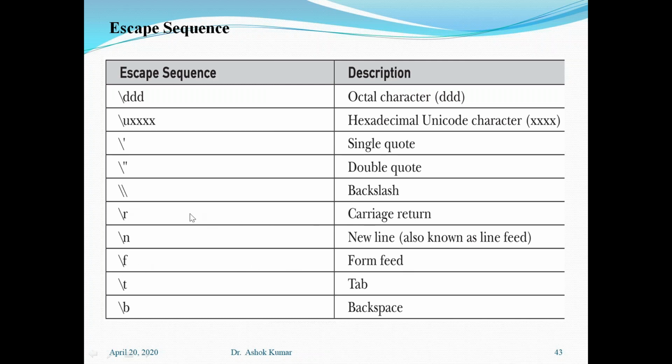Carriage return prints that symbol at the beginning of the same line. And if you want to print the double quotes, then you have to use \". If you want to print a backslash only, you have to use \\. These two we have already discussed: octal representation and hexadecimal representation. And if you want to print the single quotes, then you can use \' as well.